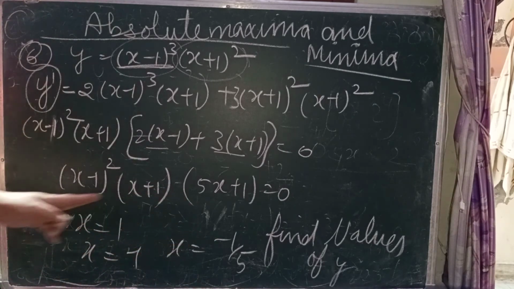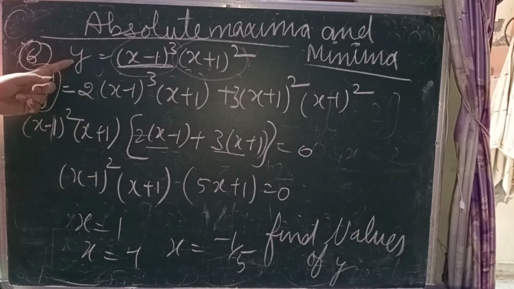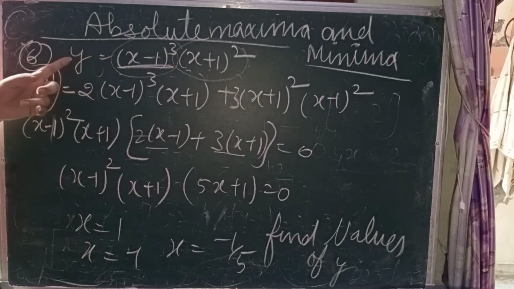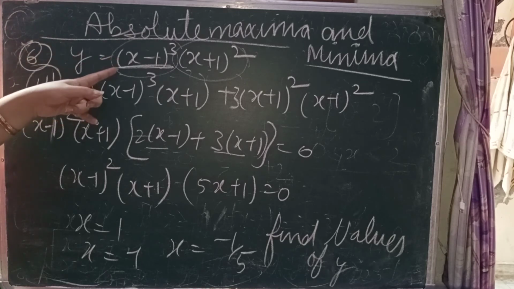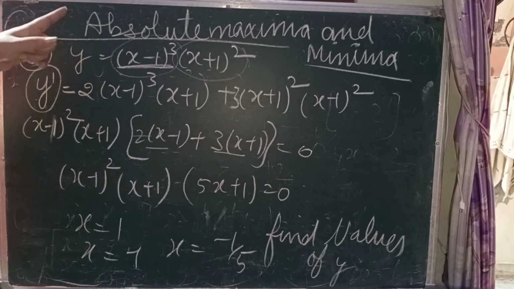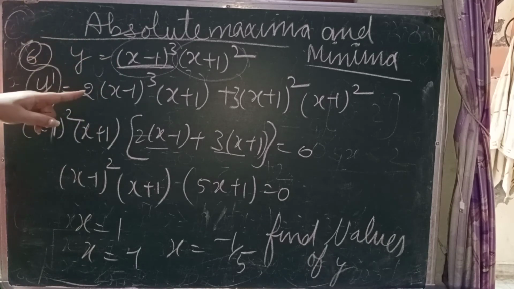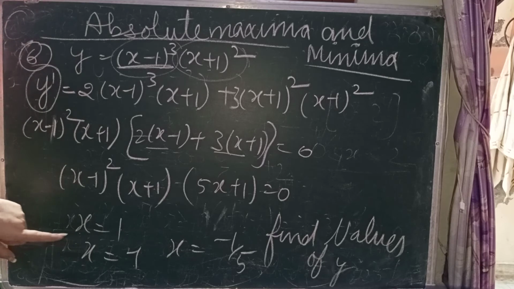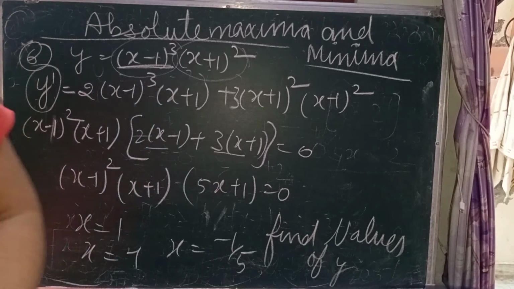Now for all these values you can substitute and get the different values of y. Where it will be maximum, that will be the maxima at that particular point. Where the value will be minimum, you can say that is the absolute minima at that particular point where you are finding it.